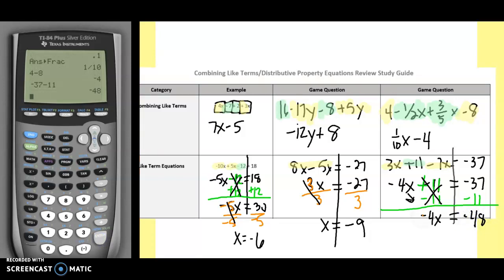From there, again, this negative 4 is being multiplied with my x, so we're going to go ahead and divide to get rid of it. And we get x equals 12 for this last one. All right, so again, like I mentioned, you're going to have combining like terms just by themselves, combining like terms in equations.